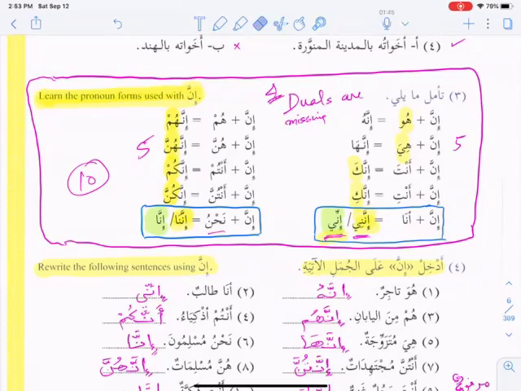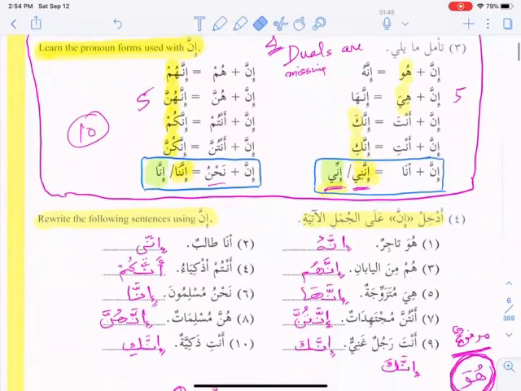So we conjugate them in the sequence, my brother and sister. Innahu, innahuma, innahum. Innaha, innahuma, innahunna. Innaka, innakuma, innakum. Innaki, innakuma, innakunna. Then inni or innani, inna, or you can say innana. Did you get the idea?